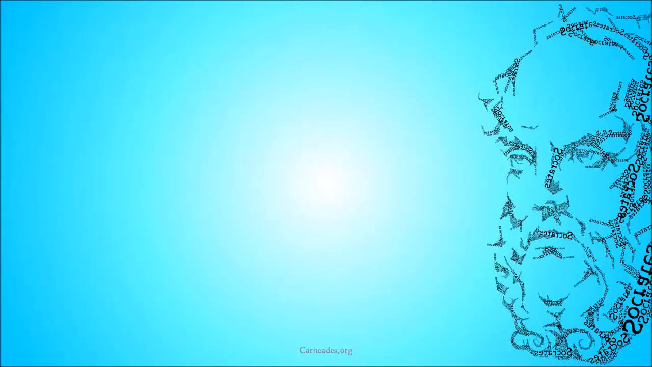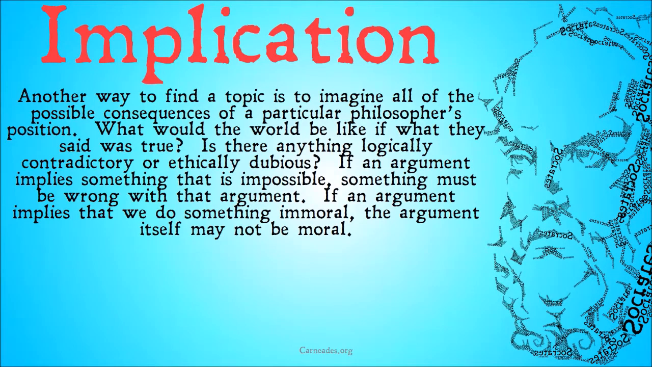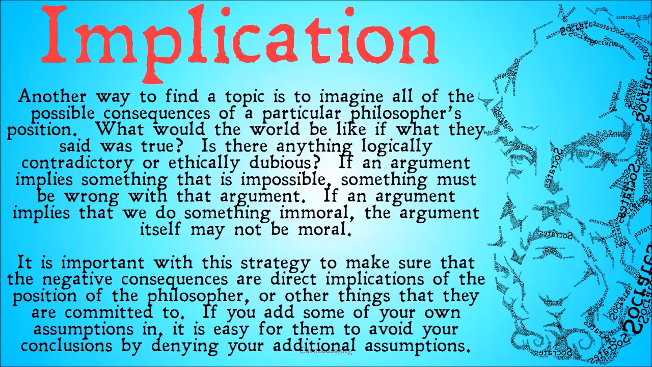Another way to find a topic is to imagine all of the possible consequences of a particular philosopher's position. What would the world be like if what they said was true? Is there anything logically contradictory, or just ethically dubious? If an argument implies something that's impossible, something must be wrong with that argument. If an argument implies that we do something that is immoral, the argument itself may not actually be moral.